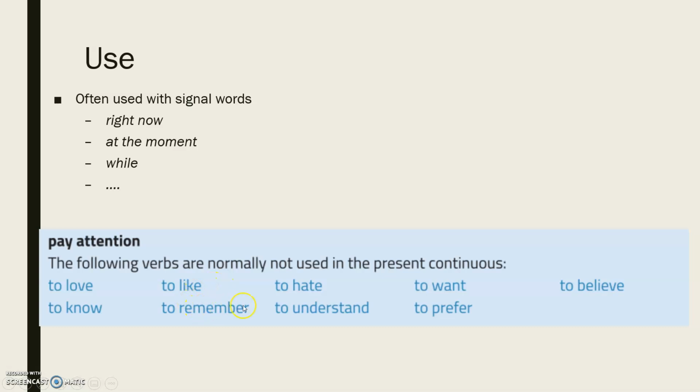To remember, onthouden, to hate, haten, to understand, begrijpen, to want, willen, to prefer, iets verkiezen, and to believe, geloven. As you see, most of these verbs have to do with things you think, things you love, things you don't love, things you don't like, with your feelings, with your mind, en met gevoelens en met denken enzovoort. Dus dat zijn typische werkwoorden die je eigenlijk niet gaat gebruiken in de present continuous, of heel uitzonderlijk.